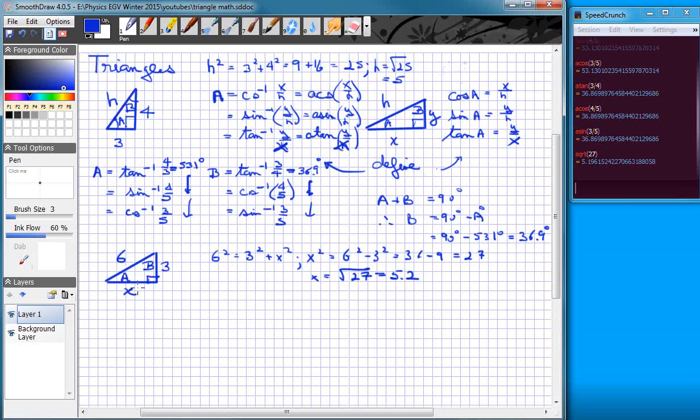And so if I look at A, I can see that the sine of A is 3 over 6. And so the sine of A is equal to 3 over 6, which is of course 1/2. And therefore A is equal to sine minus 1 of 1/2, 3 over 6. Okay, so if I do that over in my calculator, that's an A sine, 30 degrees. That angle is 30 degrees.